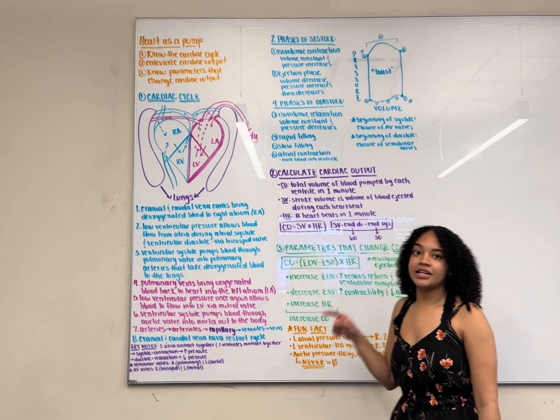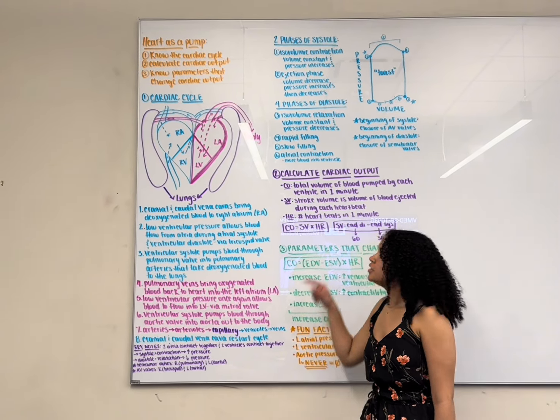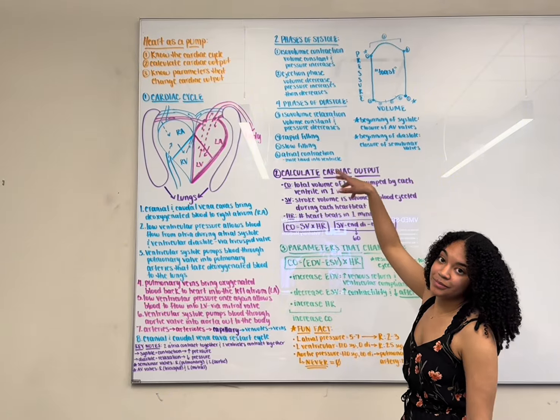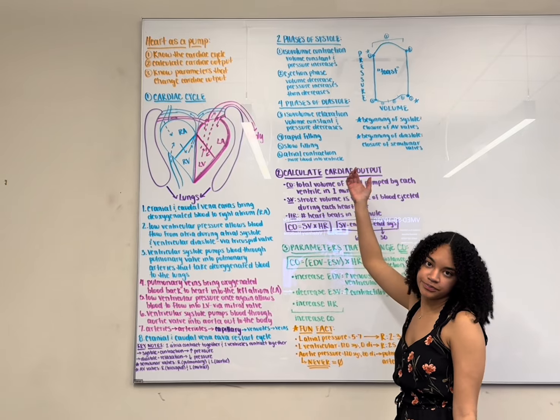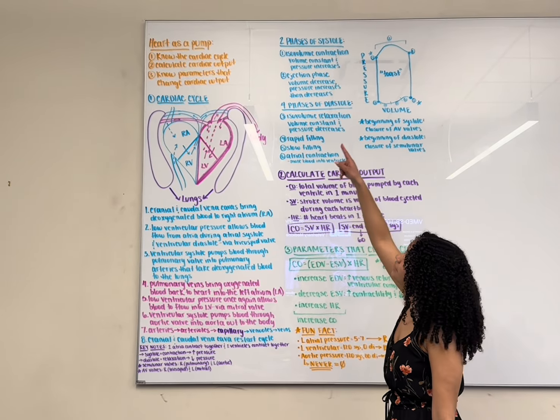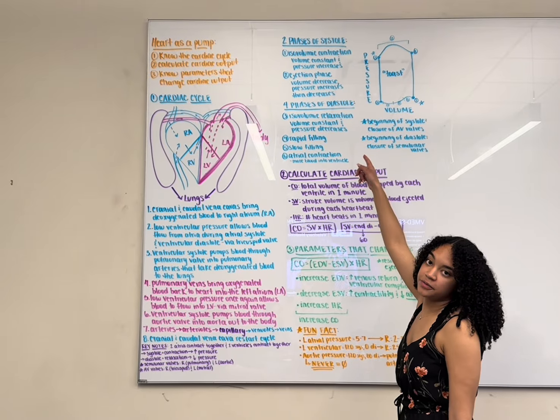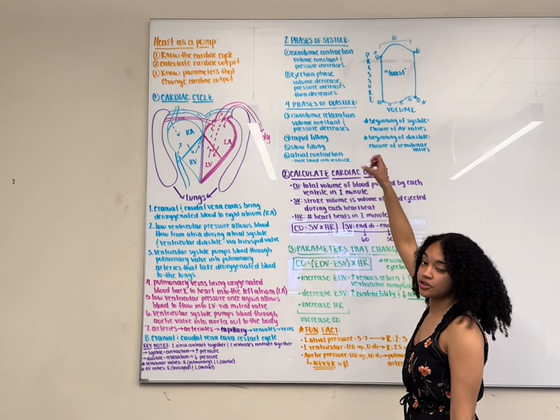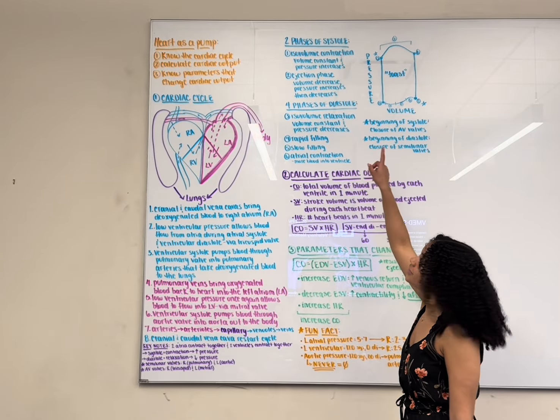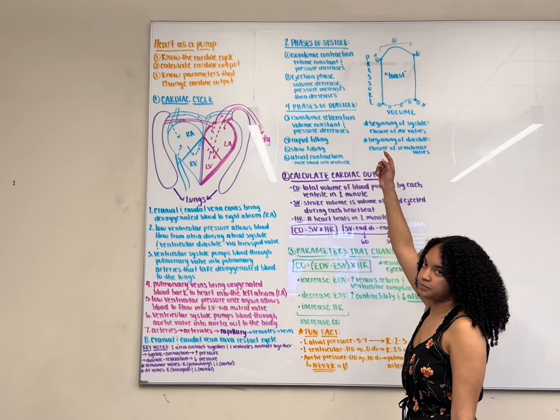Our first step, which starts over here, is going to be your isovolemic contraction. So iso for same, volemic for volume, and contraction for contracting. So we're going to have same volume contraction. Remember I mentioned that when you're contracting, you're increasing your pressure. So same volume, increased pressure.